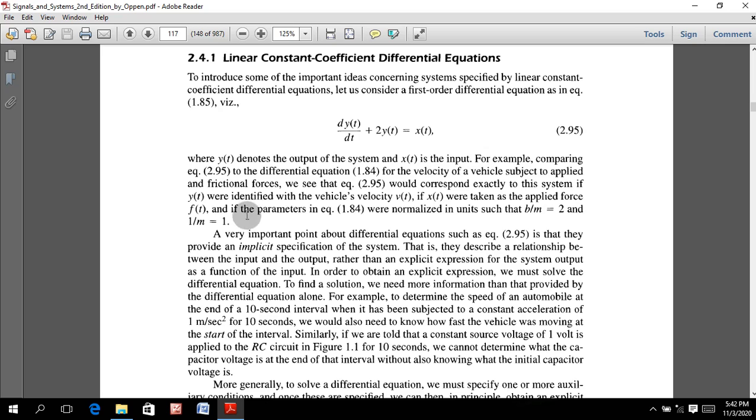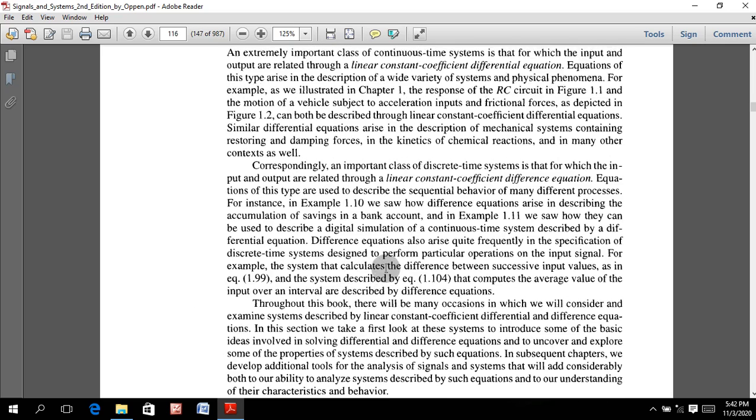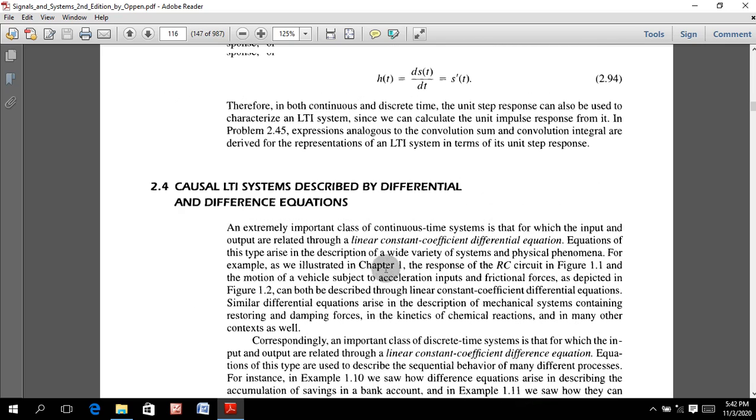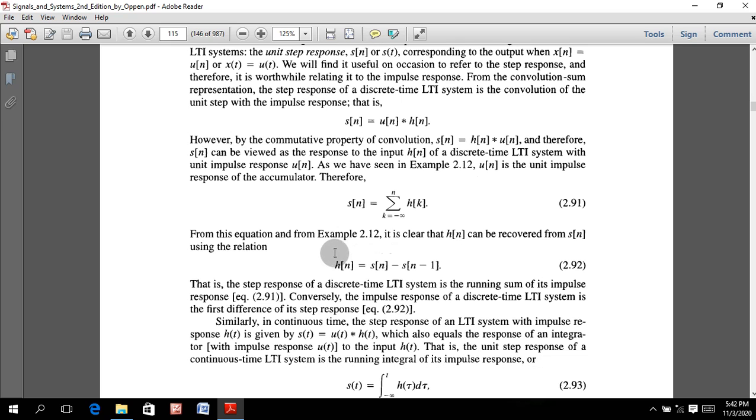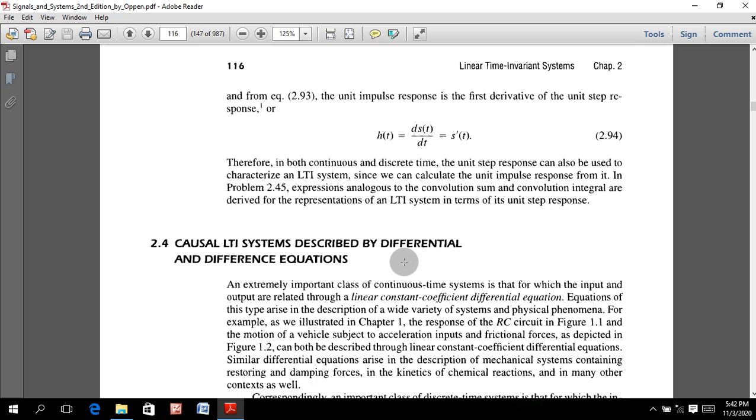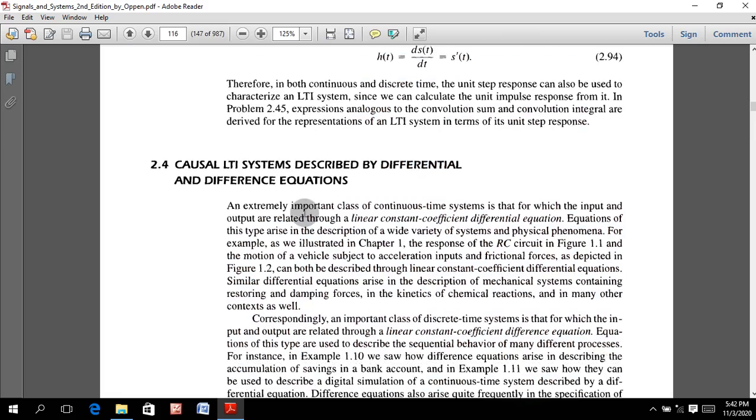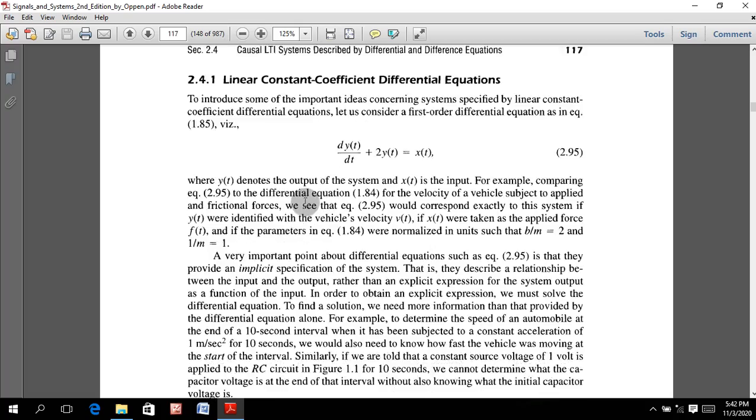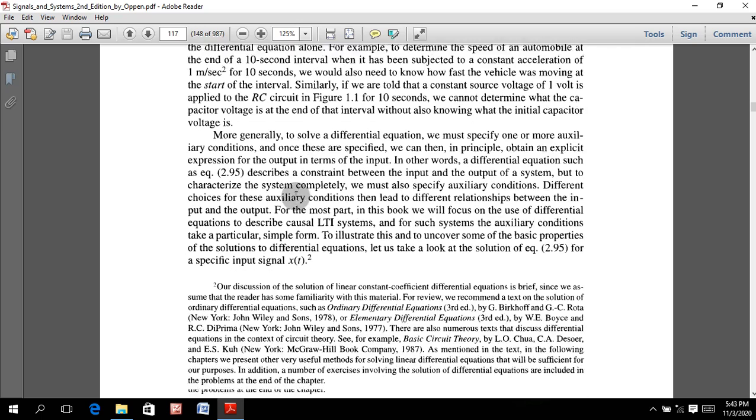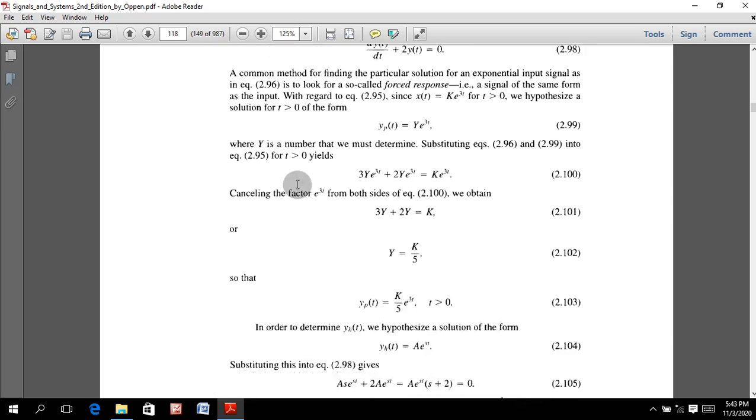For example, comparing this. Now, how do we get to this conclusion, that this specific impulse signal can be rewritten as this? So we can use this approach: h of t is equal to d of st by dt. So the first order derivative can be applied to determine the output signal when the input signal is given for an LTI system.